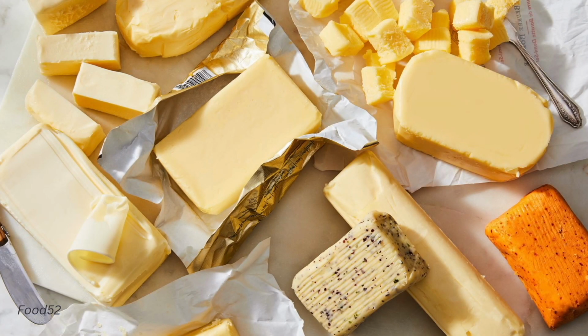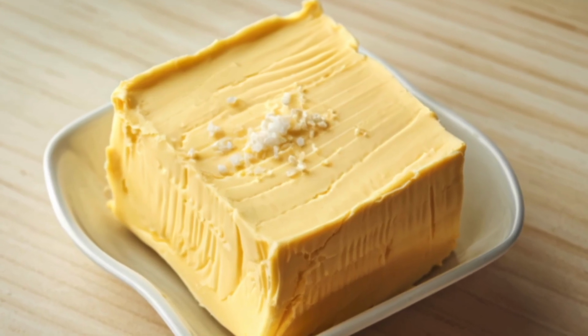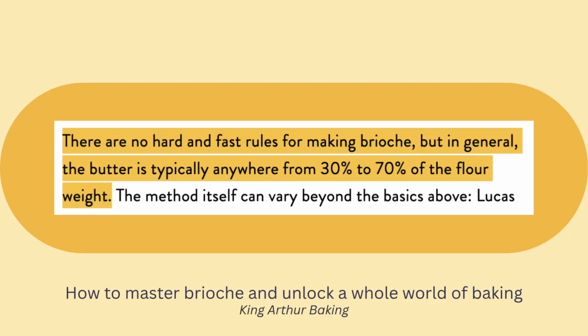As per the article How to Master Brioche and Unlock a Whole World of Baking, there are no hard and fast rules for making brioche, but in general the butter is typically anywhere from 30 to 70% of the flour weight. As brioche is one element of enriched dough, some recipes for enriched dough will call for a butter percentage as low as 5 to 15%. A wee side note here.